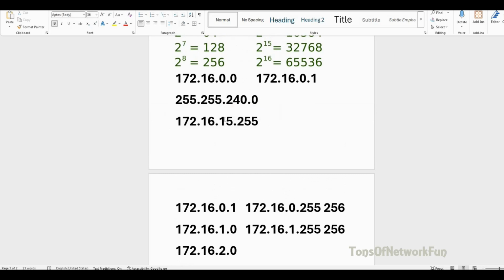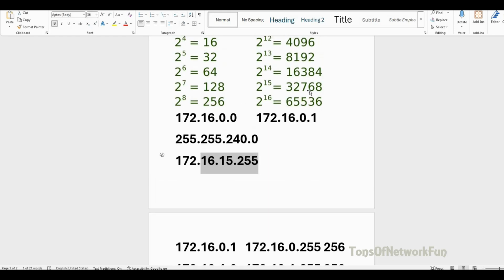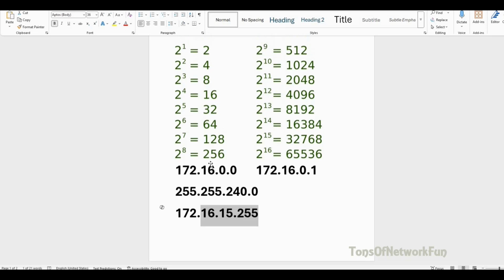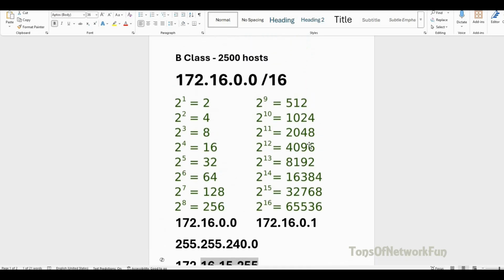After 15, we don't need to go to 16, because at this point we are getting 4096 addresses, minus 2, one for network ID, one for broadcast ID. We are getting 4094 addresses, which is plenty more than the 2500 host requirement. So this 16 block size will give this many addresses.